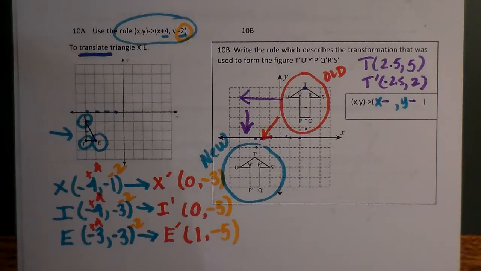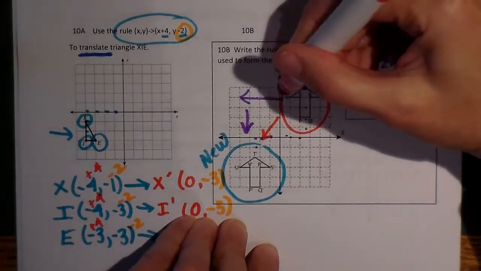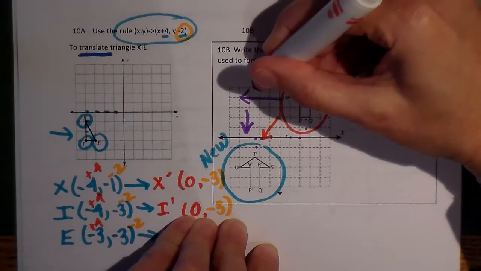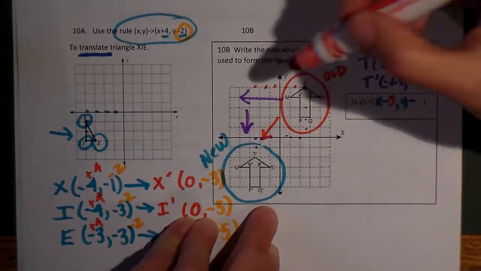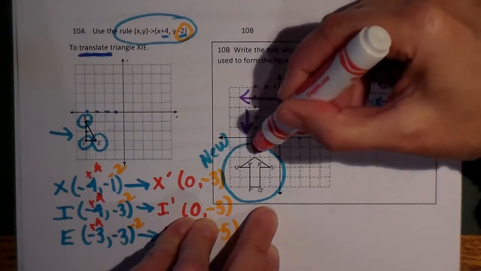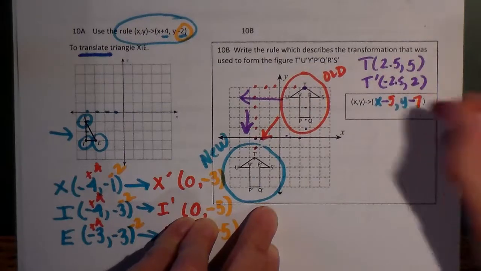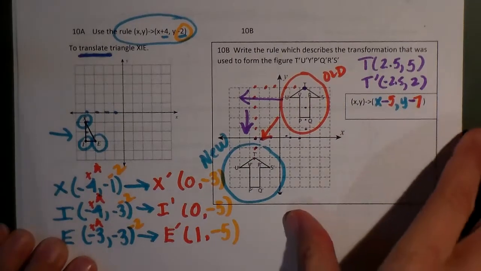So what did I do with my x's? I'm going to count. 1, 2, 3, 4, 5. I moved to the left 5 places, and then I went down 1, 2, 3, 4, 5, 6, 7. So there's your answer. I subtracted 5 from all the x's, subtracted 7 from all the y's. So that's how you do that translation piece.